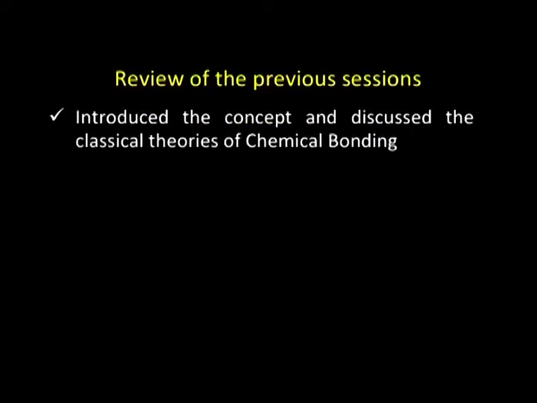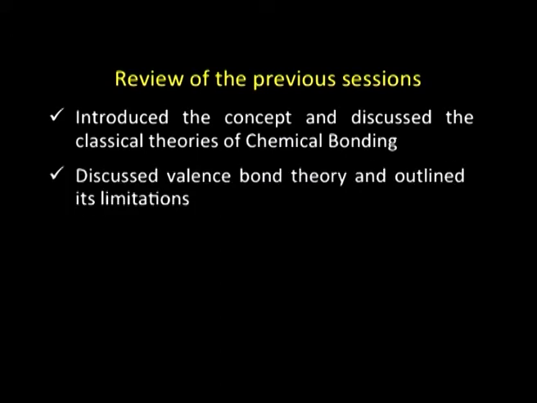Now, let us begin by recalling what we have done so far. We started by introducing the concept of chemical bonding and discussed the classical theories of chemical bonding. Having done that, we moved on to the valence bond theory and outlined its limitations. Valence bond theory basically is a modern theory of chemical bonding.